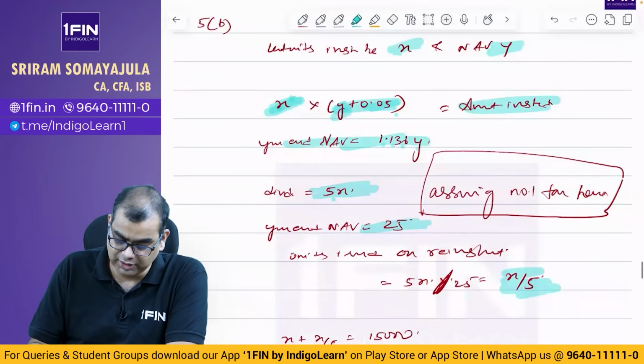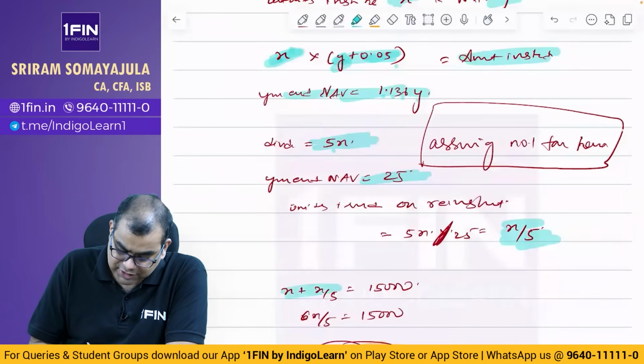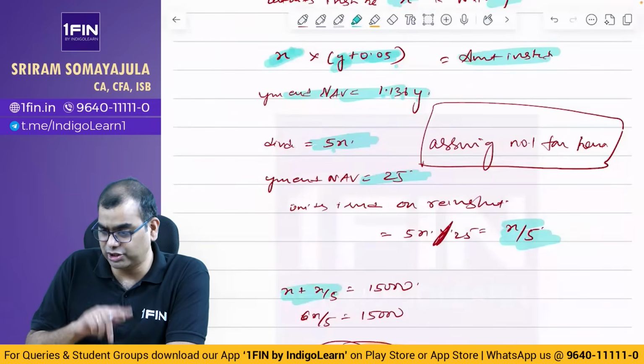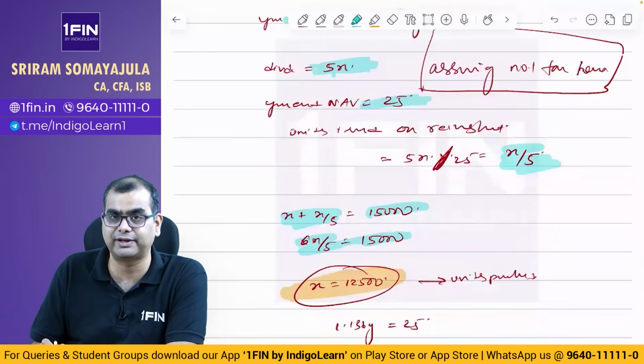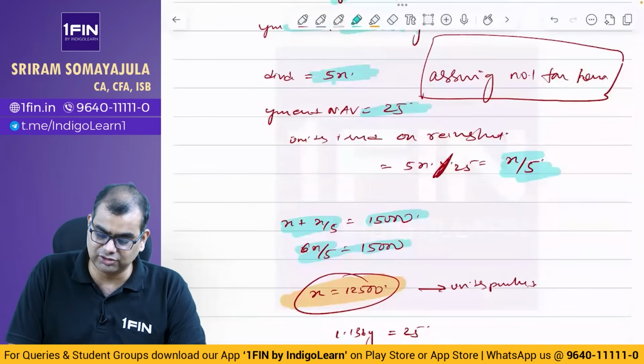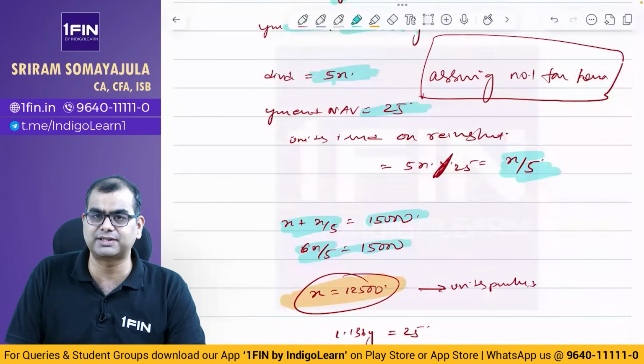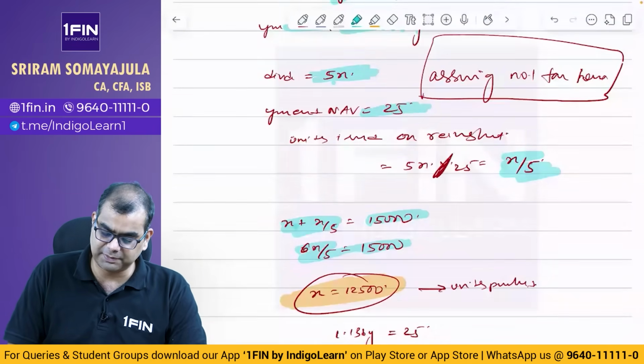Now your x plus x by 5, what is it? Your original units plus reinvestment units is equal to 15,000. So 6x by 5 is equal to 15,000, or x is equal to 12,500. You will get dividend of 5x. 5x you will reinvest at 25, which is basically your new units, x by 5. So x plus x by 5 is 15,000. So x is equal to 12,500.